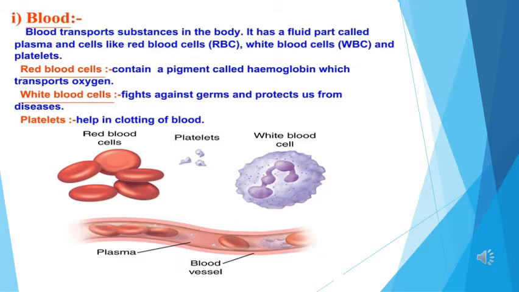RBC mainly is concerned with the transport of oxygen around the body. In order to do that, the RBC contains a pigment called hemoglobin. This hemoglobin transports oxygen around the body. As you can see in the picture here, RBCs have a biconcave shape and they do not have any nucleus, so that transportation of oxygen occurs easily in the body.